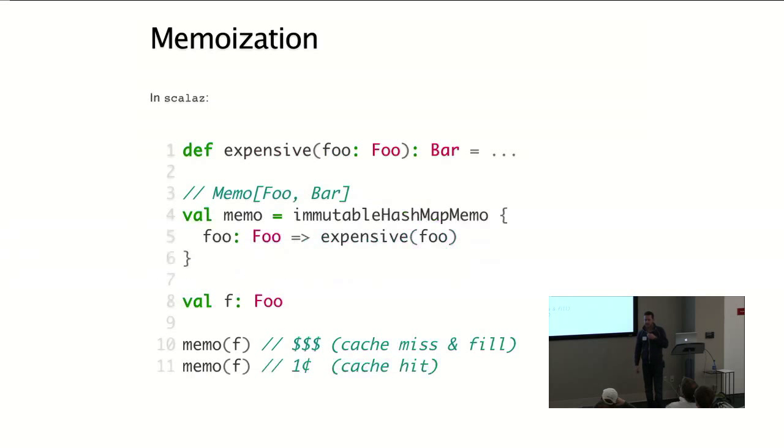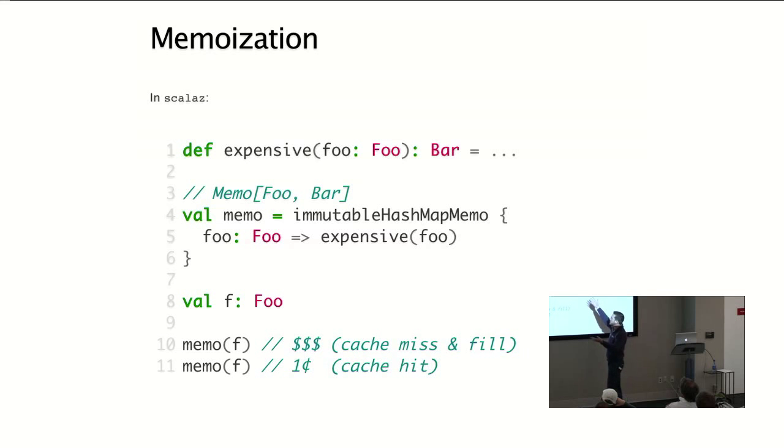So in Scalaz, it's really easy to make one of these caching things. There's the expensive function, and then there's this constructor-looking guy, immutableHashMapMemo, that says, okay, under the hood there's going to be an immutable map that somehow gets updated. We don't know how. It's just the name of the factory method. And I pass it a function. That function takes a Foo, just like my expensive function. And how do I get the answer for that Foo? I call expensive(foo).